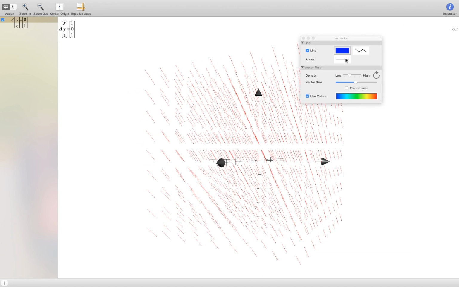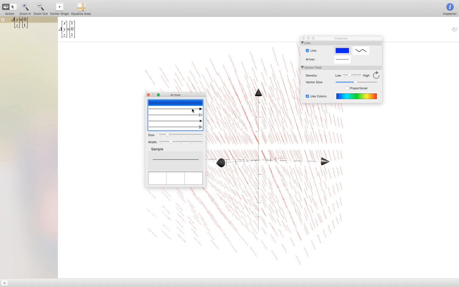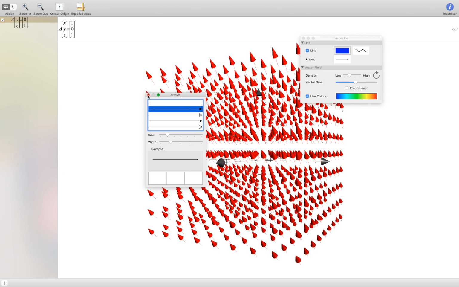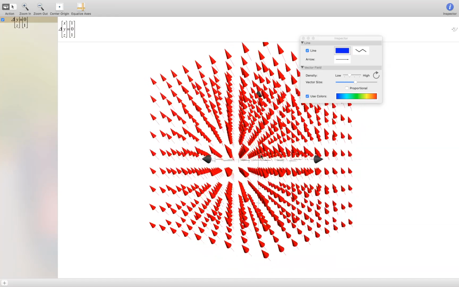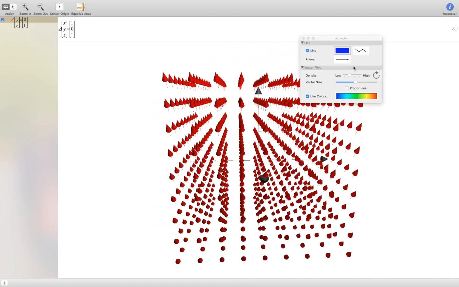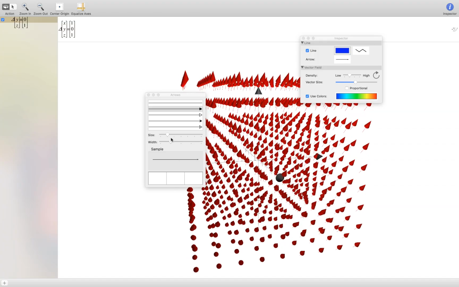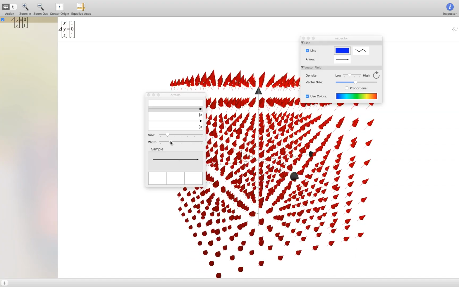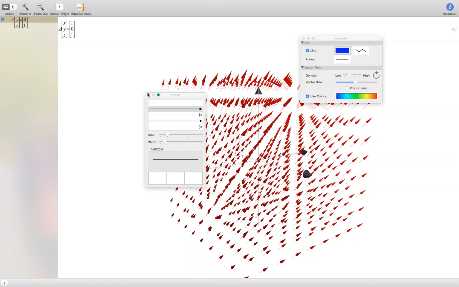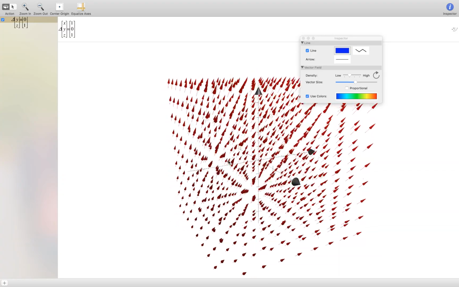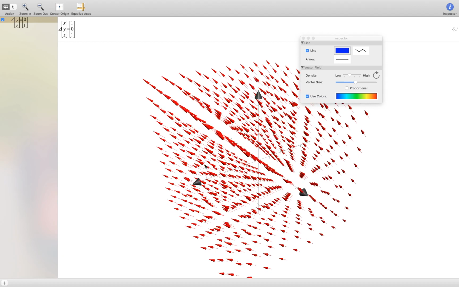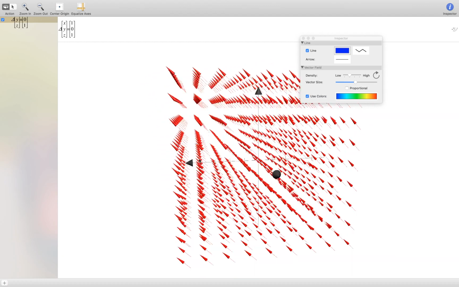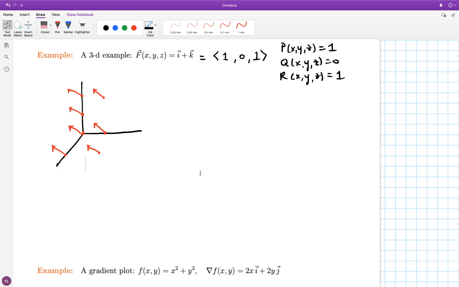The default arrow style has these gigantic arrowheads, which sometimes can be distracting, I think. But I think you can mess around with the sizes, and that sometimes helps a little bit. But anyway, this gives you some visual of the 3-dimensional flow of this vector field. You see the vector <1, 0, 1> attached at every single point in 3 dimensions.